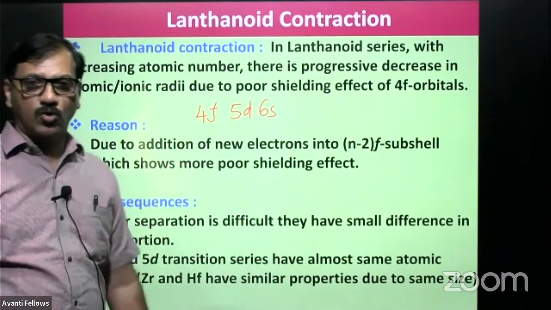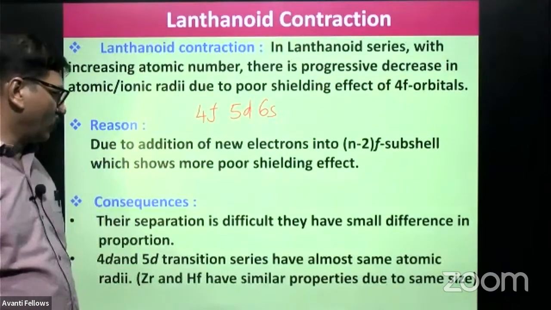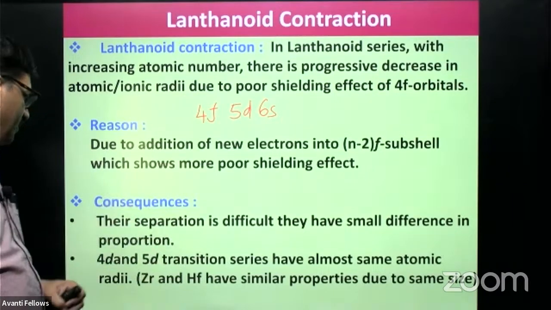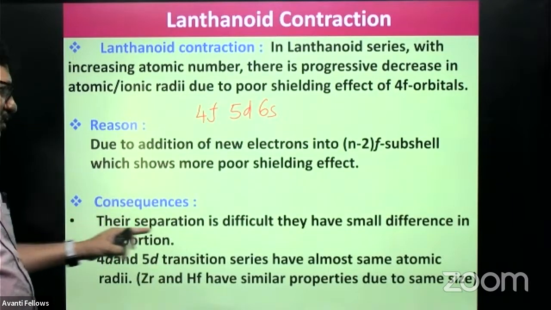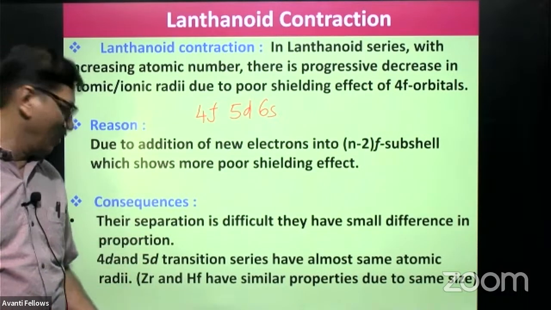After the noble gas core, they use these orbitals, right? What are the consequences of this? Consequences: their separation is difficult. They have a small difference in properties.